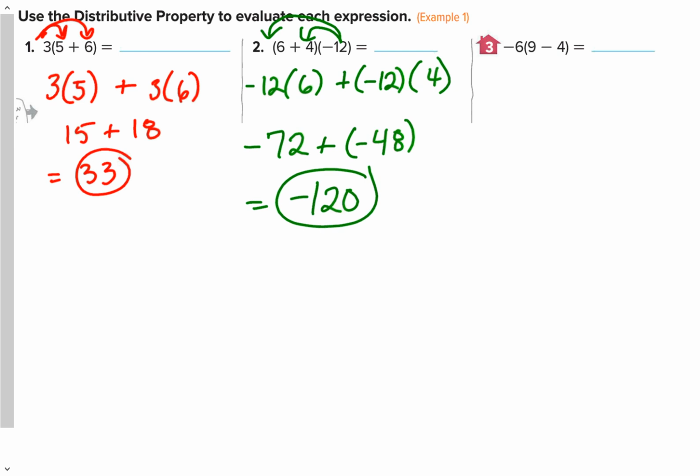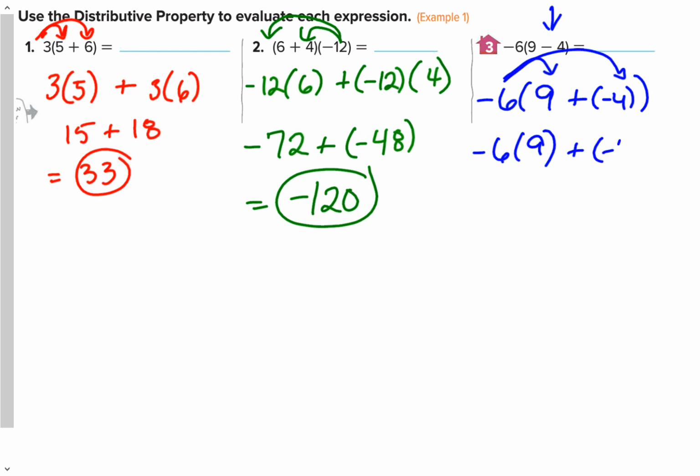Our next one, to be on the safe side, boys and girls, I always change my subtraction inside the parentheses to addition, because it'll really help with not confusing your sign. So I'm actually going to change this to 9 times negative 4. Okay, so negative 6 times 9 plus negative 6 times negative 4. So negative 6 times 9 is negative 54 plus negative 6 times negative 4 is positive 24. So this is going to equal negative 30.